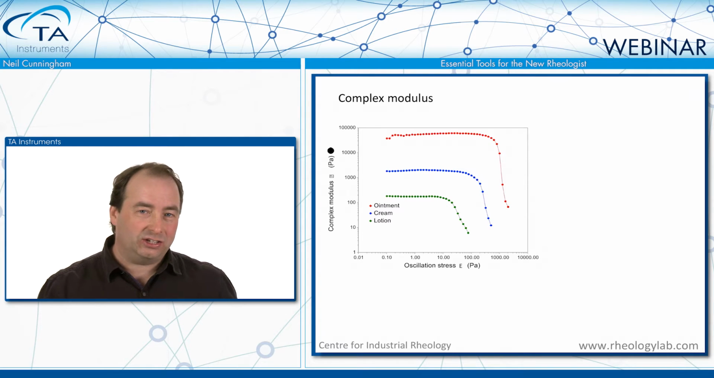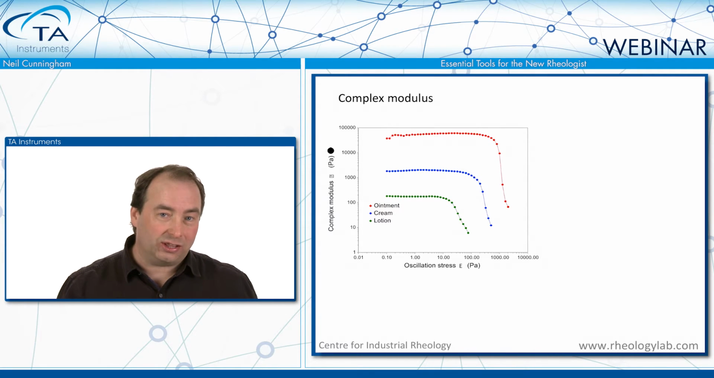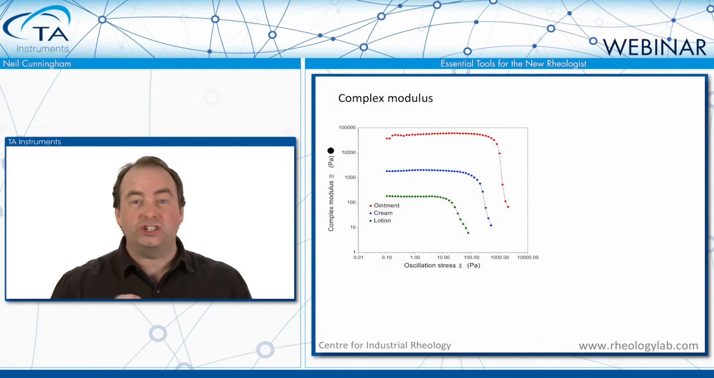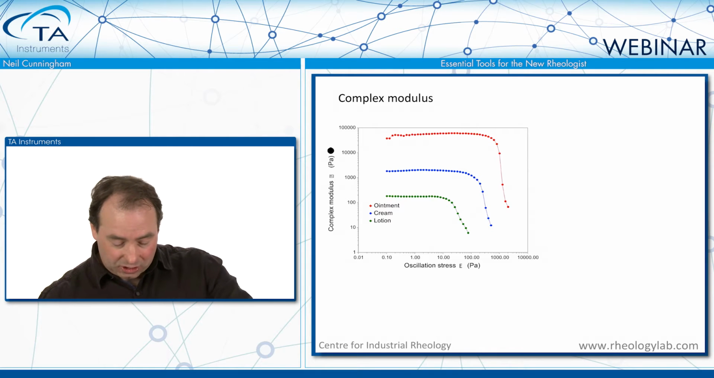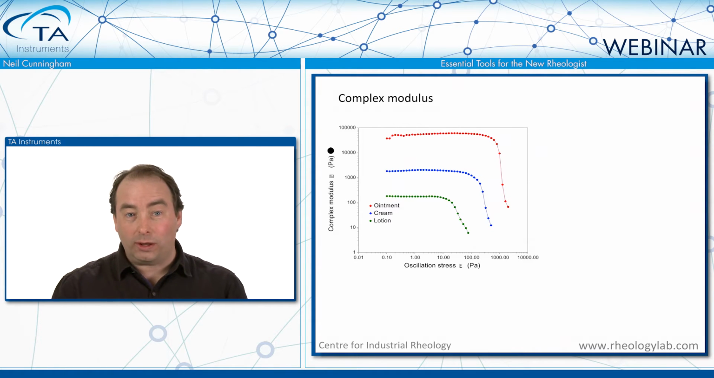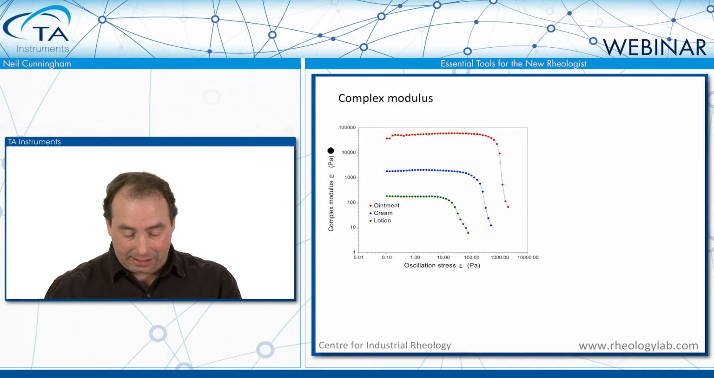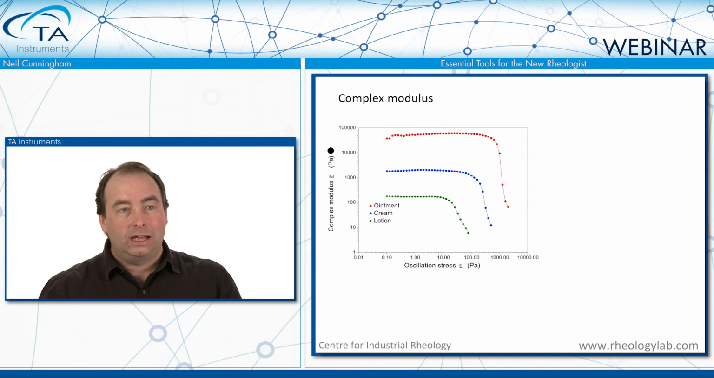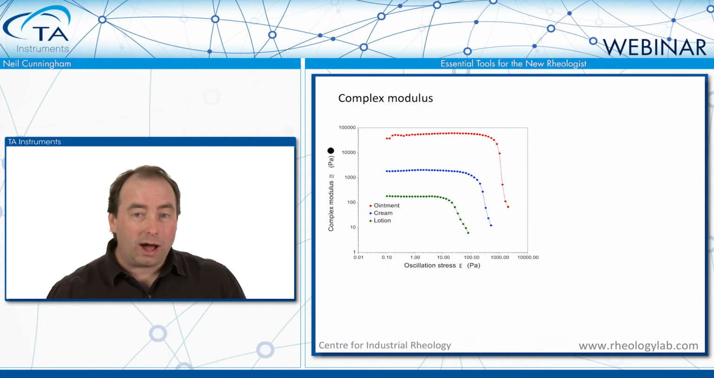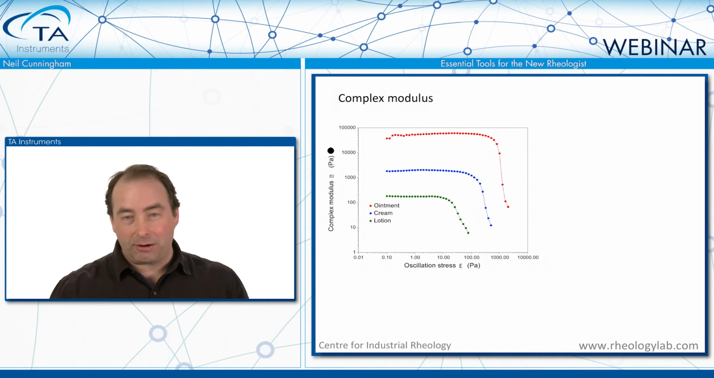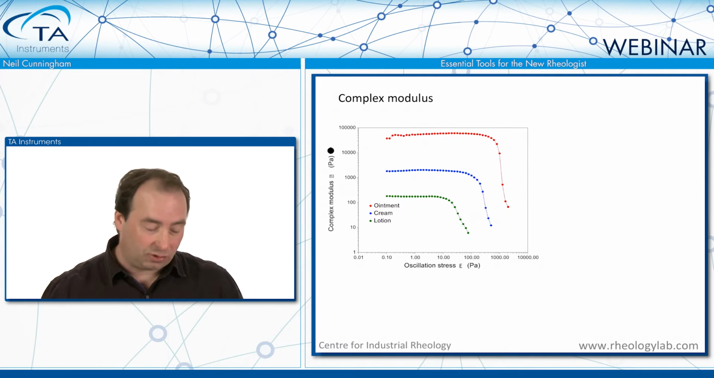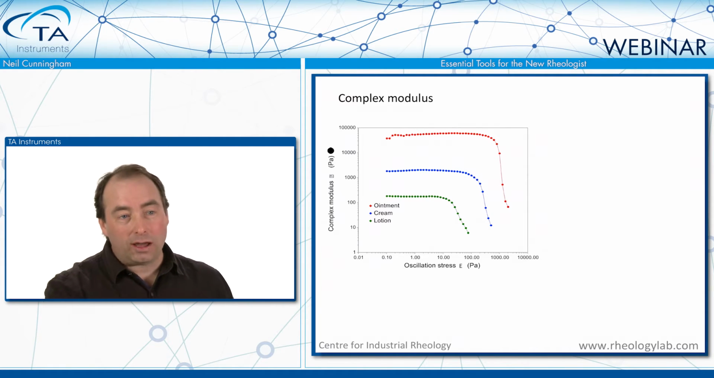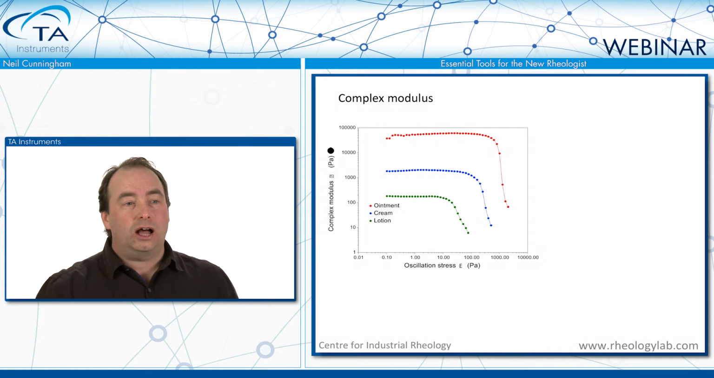What it is essentially is just the resistance to deformation, the overall resistance, the stiffness or the rigidity of that soft solid structure. A lot of the companies that I'm dealing with are producing, for example, creams and ointments and lotions like this. And the complex modulus is one of the characteristics that will determine the appearance and some of the textural attributes.